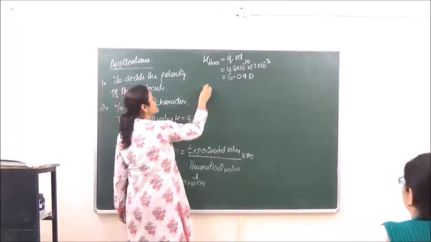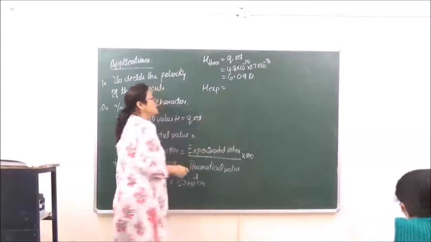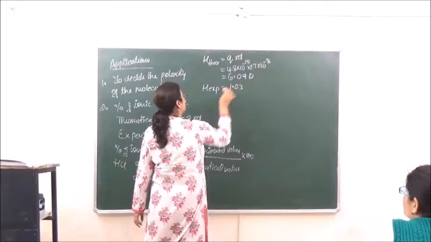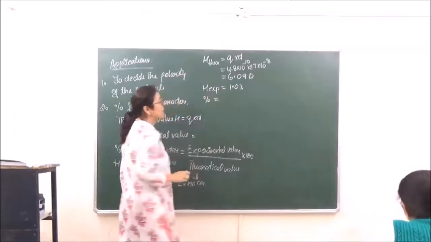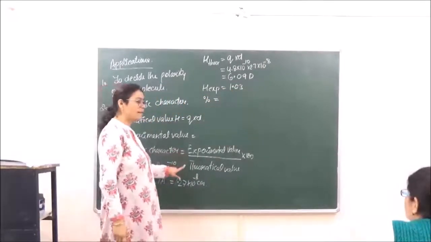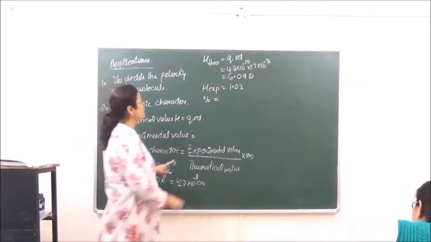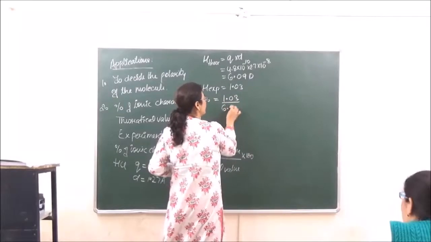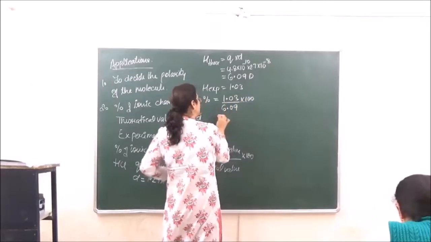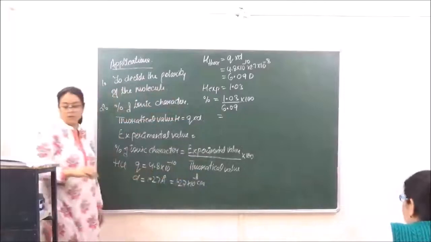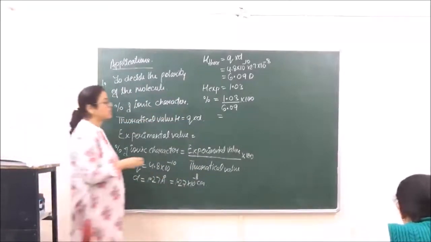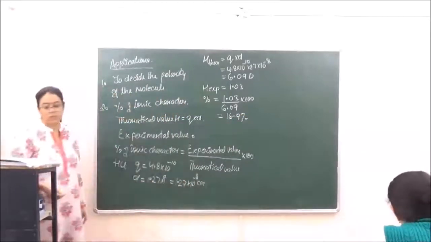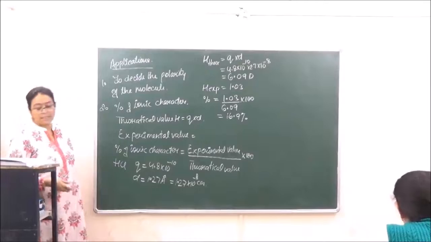The mu experimental is observed to be 1.03. So in order to calculate the percentage of ionic character, the formula we use is experimental value upon theoretical value into 100. So what is the experimental value? 1.03 upon 6.09 into 100. Okay? So the ionic character after calculating this is 16.9% ionic. So this is how you can calculate the ionic character. This is the second application.